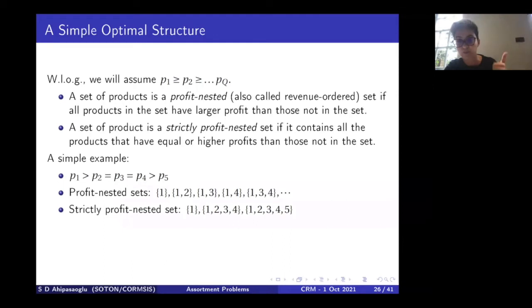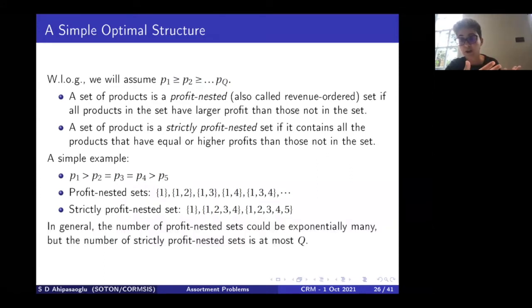It is either offer product one, or one, two, three, four, because two, three, four have the same price. If one of them is included in a strictly nested set, all of them should be included, or all the products. If you assort all of the products, that's also a strictly profit nested set. So this definition is important because in some applications, you may have many products with the same price. And if you say that the optimal solution has a nested property, it doesn't really give you too much because there is still almost exponentially many of them.